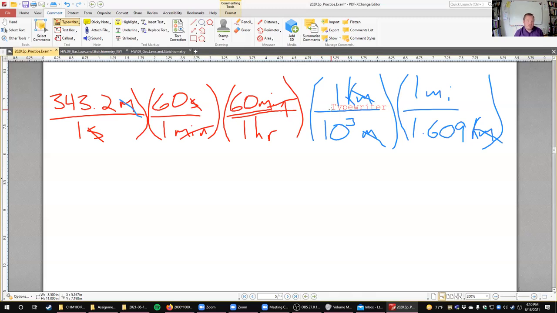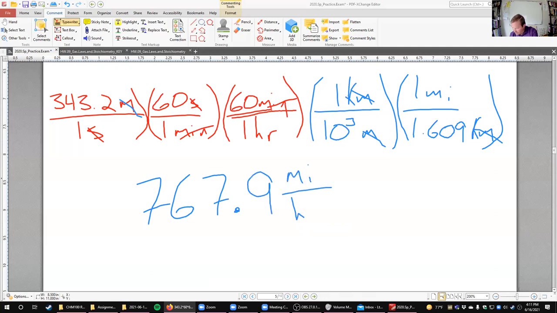Right, so we still followed all our same rules for regular conversions. We just canceled out a unit that was on the bottom with a unit that was on the top for the first part. And as far as an answer goes, you should get something roughly double that. 343.2 times 60 over 1,000 over 1.609, 767.9 miles per hour.